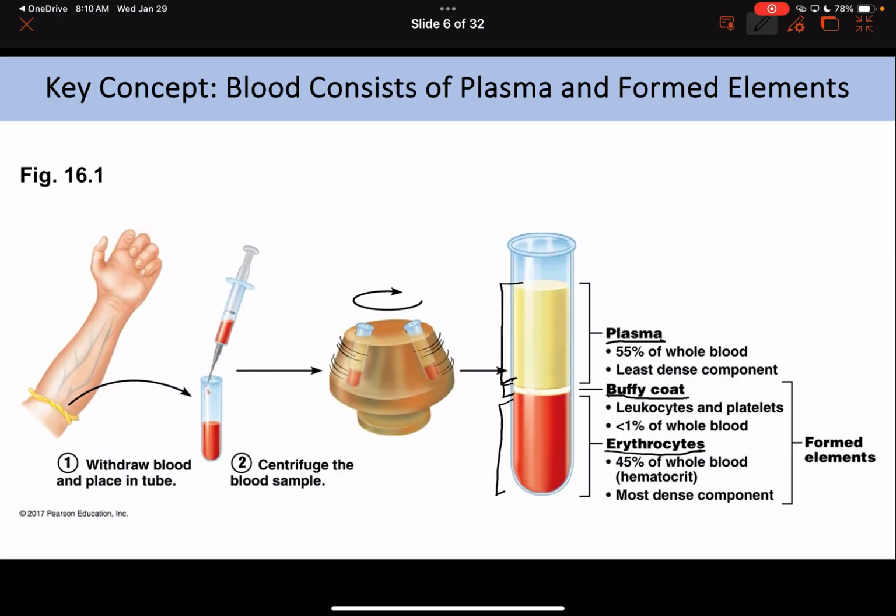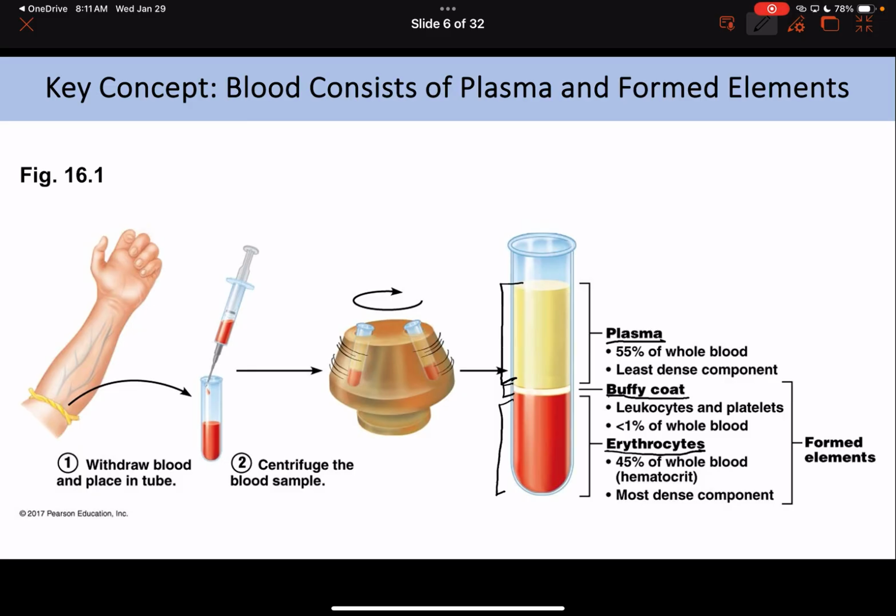It is going to be a straw yellow color. It is over 90% water, so mostly water. We just talked about how it's one of our three main fluid compartments. And then it's going to contain dissolved solutes. So hormones will be dissolved in our plasma. Glucose will be dissolved in our plasma. Some blood proteins that we're going to talk about are going to be dissolved in our plasma. Ions. All the things that our body needs to have available are going to be dissolved in the plasma.